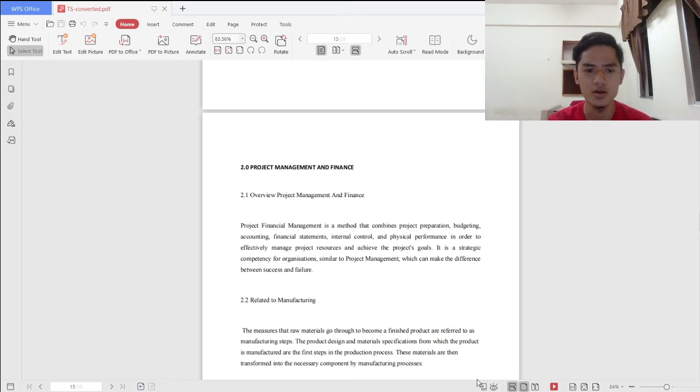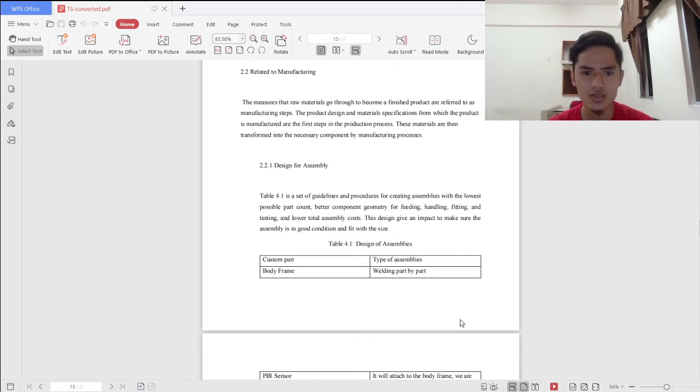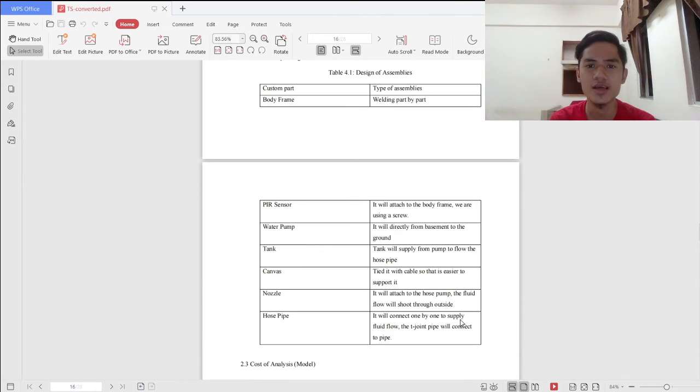Okay, we go to the part related to manufacturing. This type of raw material that we measure and go through to become a finished product is referred to as a manufacturing step. At first, we can look at the design for assembly. The design for assembly is a set of guidelines and procedures for creating assemblies with the lowest possible part count, better component geometry for fitting, handling, and testing, and also the lower total assembly cost.